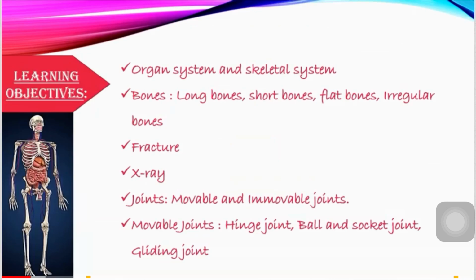Let us have a look at what the learning objectives of this module are. In this module, you are going to learn about organ system and skeletal system, bones, long bones, short bones, flat bones, irregular bones, then fracture, X-ray, joints. Joints again are of two types, movable and immovable joints. And lastly, in movable joints, you are going to study about hinge joint, ball and socket joint and gliding joint.